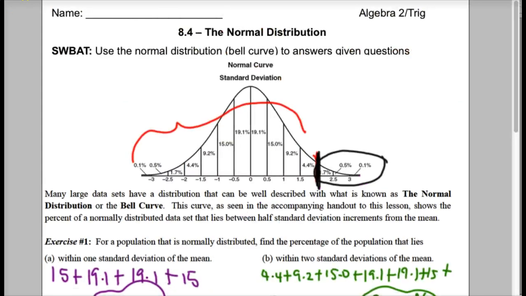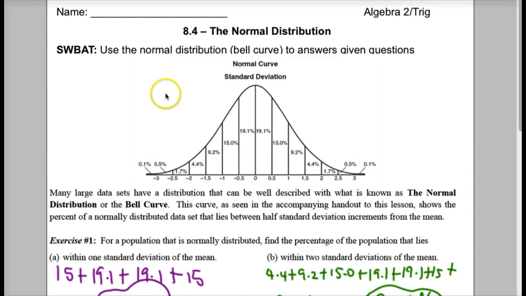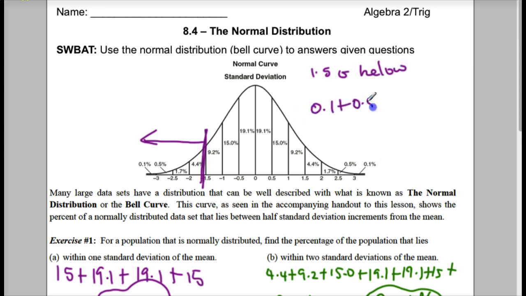Back to my standard deviation chart. Take this off. We're looking for 1.5 standard deviations below. This is my 1.5. Everything below is actually this way. So that works out to be 1.5 standard deviations below is actually 0.1 plus 0.5 plus 1.7 plus 4.4, which works out to be 6.7%. Just to be clear, this is a 4.4.